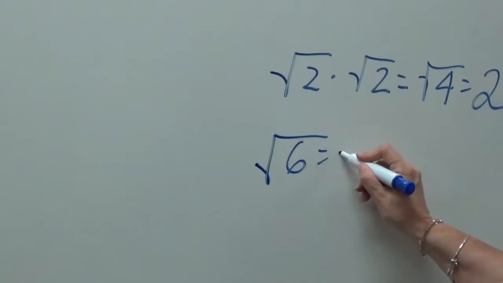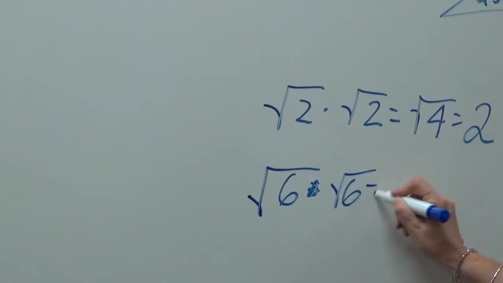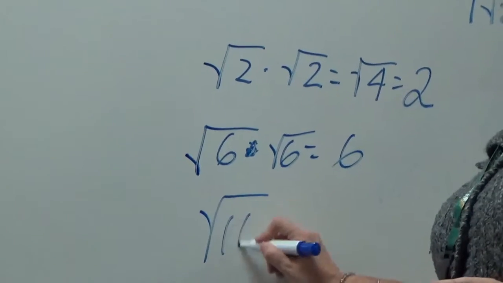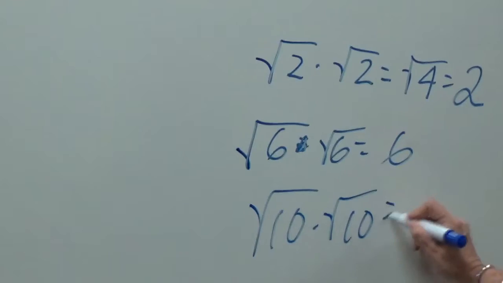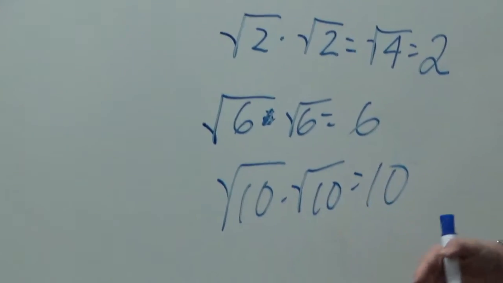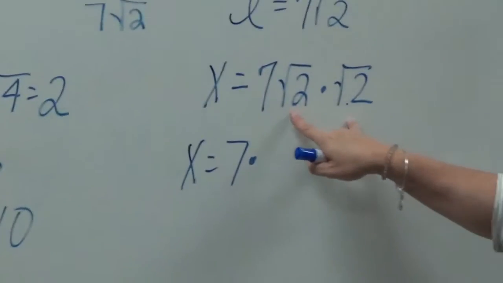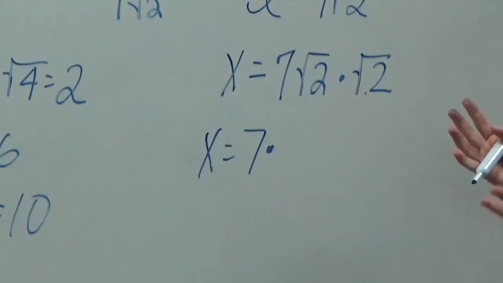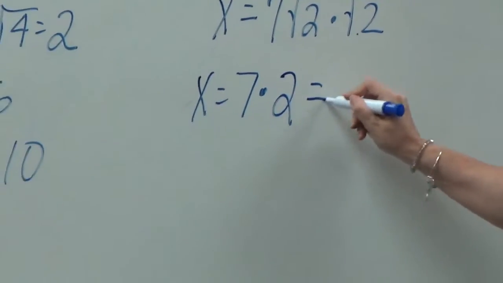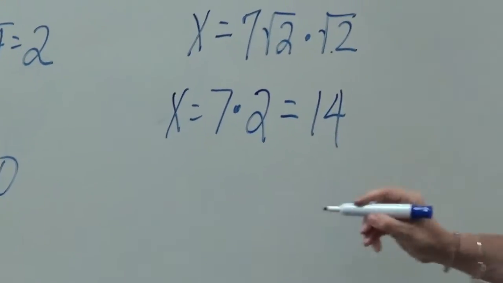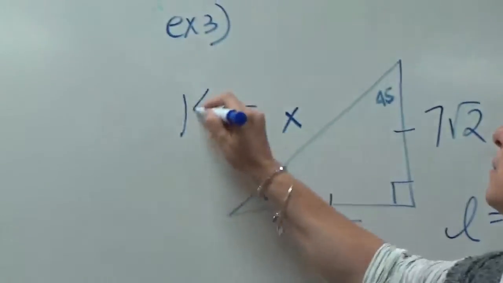So I'm just going to show you quickly. If it was the square root of 6 times the square root of 6, you would just get 6. The square root of 10 times the square root of 10, you would just get 10, because that would be the square root of 100, which is 10. So you're going to have 7 times the square root of 2 times the square root of 2. You lift the radical and you get times 2. The answer is x equals 14. So in this case, x equals 14.